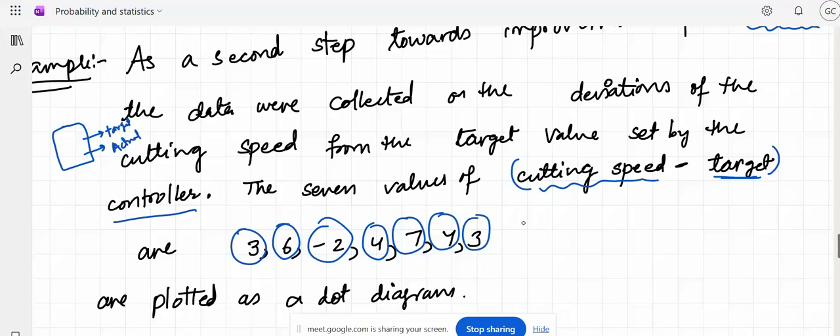Does that make sense, Harshil? You understand everything? Okay, so what is the scenario?